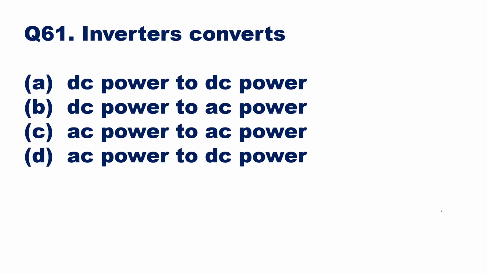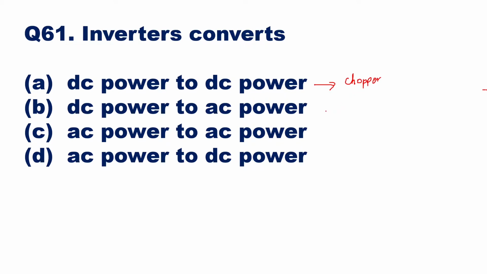Now this question says that inverter converts. Options are DC power to DC power, DC power to AC power, AC power to AC power, and AC power to DC power. Now, from our power electronics concept, we know that whenever it is DC power to DC power, as given in the first choice, it is a chopper. Chopper is a circuit which will convert a fixed DC to variable DC.